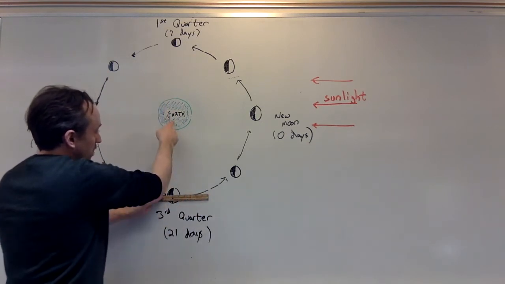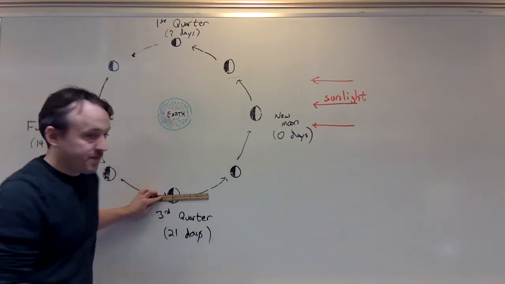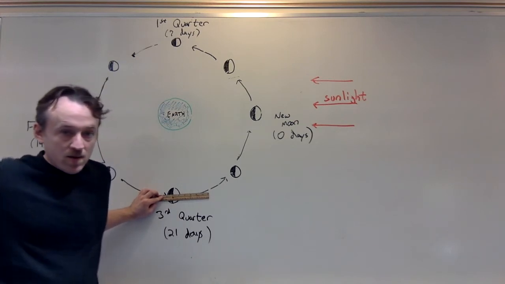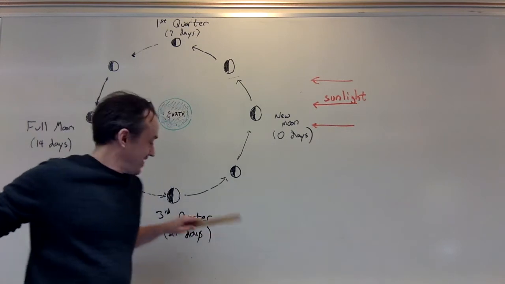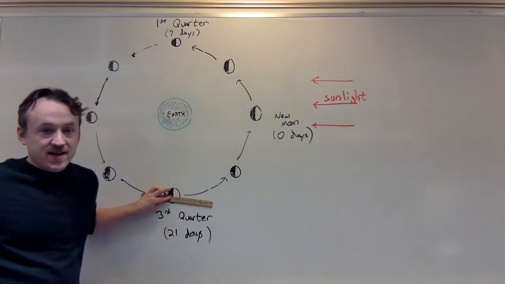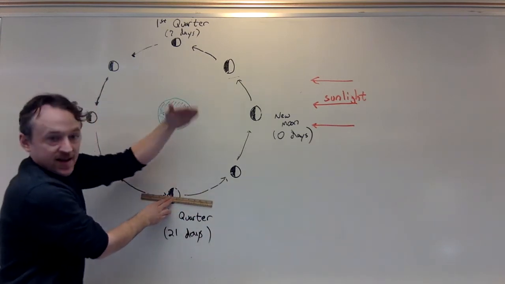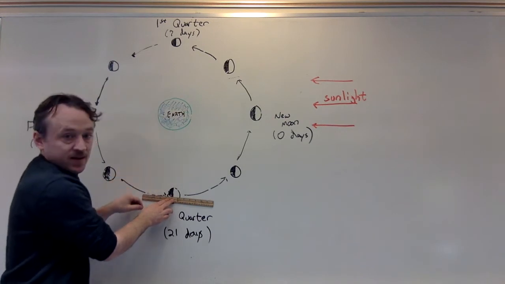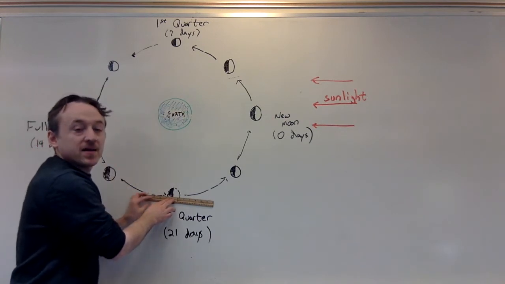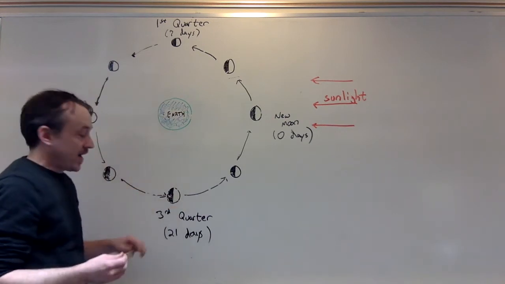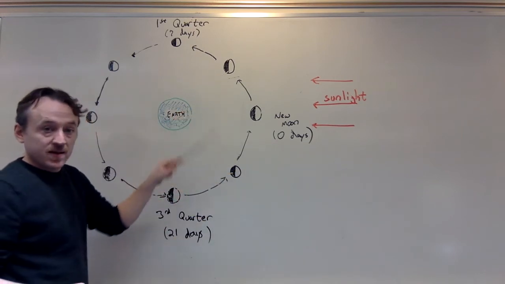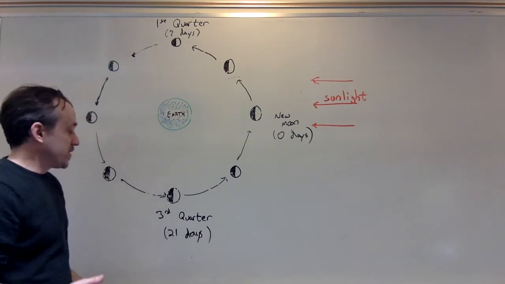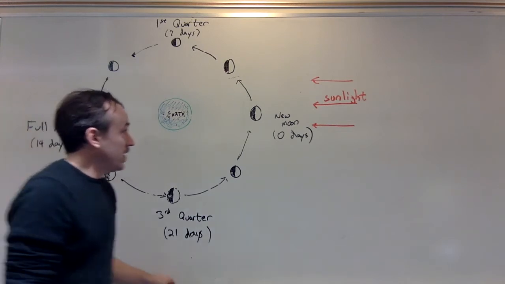my point of view is this way. So now I'm facing it. So now the right side is dark. You can see that. The right side is dark. And now my left side is lit. So if I see the left side of the moon lit on a half moon, I know it's a third quarter. And the same goes for crescents. The same goes for gibbous.